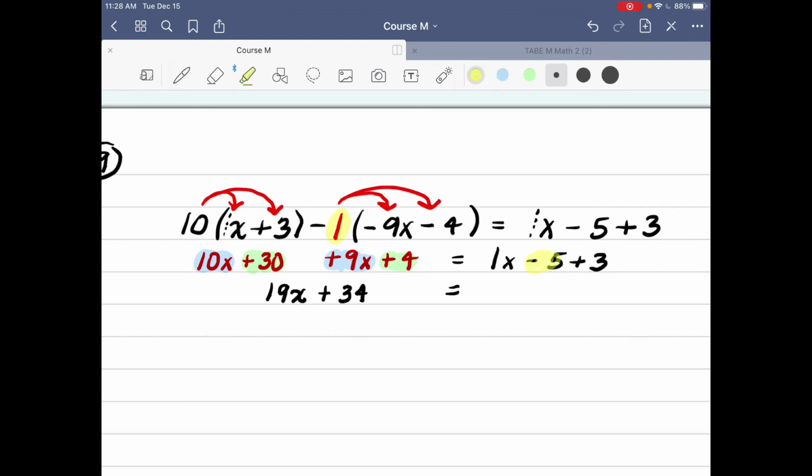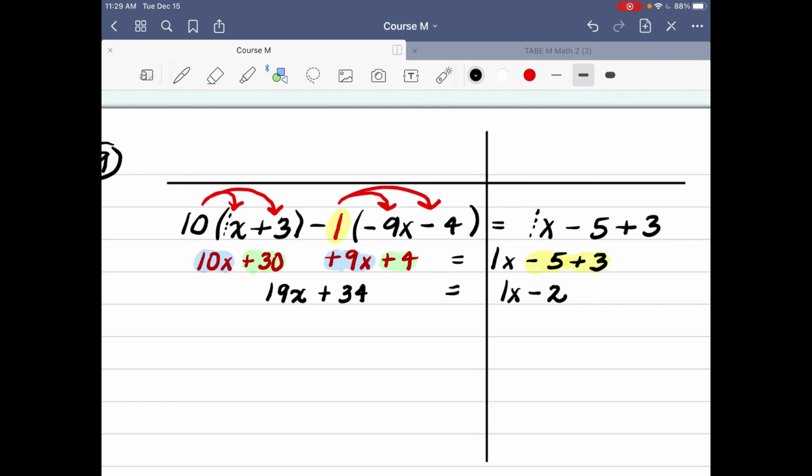So let's go ahead and get those. Actually, it's a negative 5 and a positive 3. So that'll leave me with a negative 2 on this side. So go ahead and combine all those like terms that you can. That'll help you simplify it.